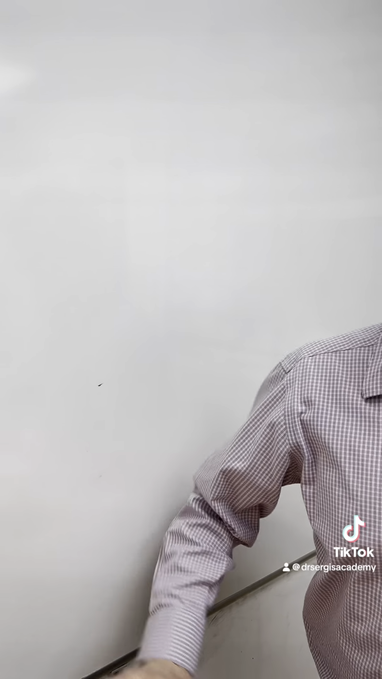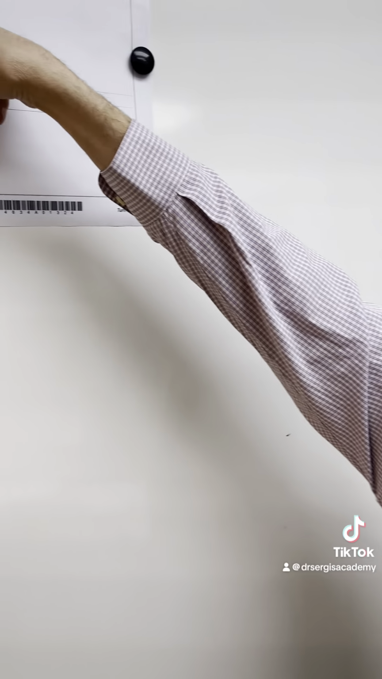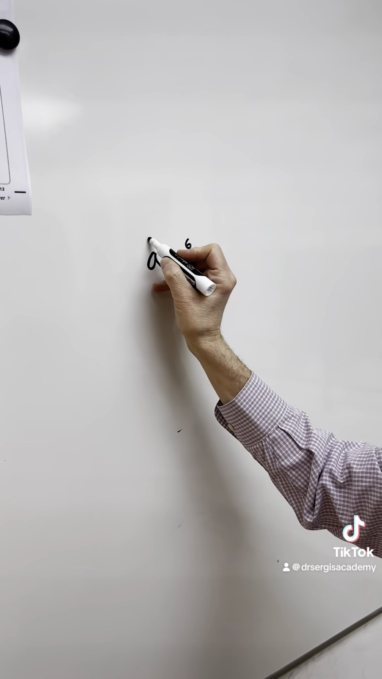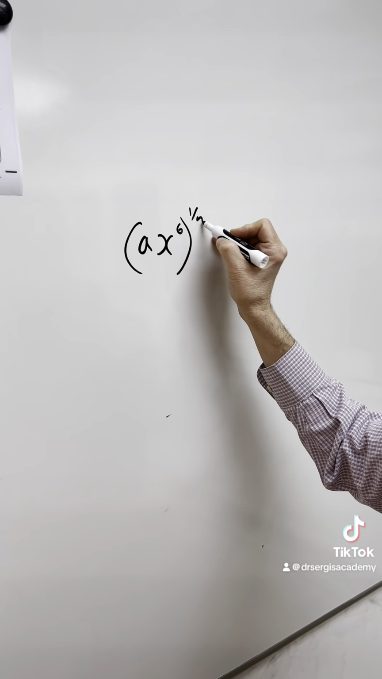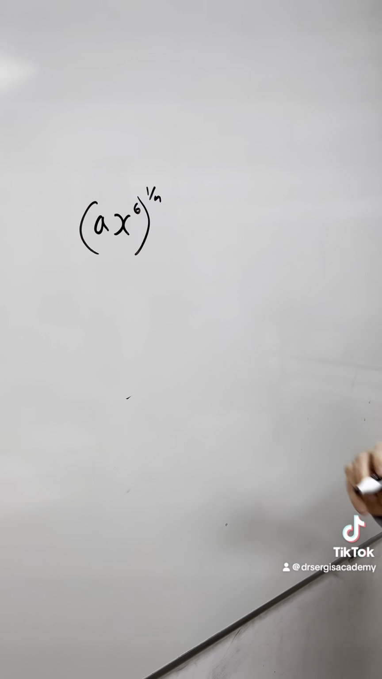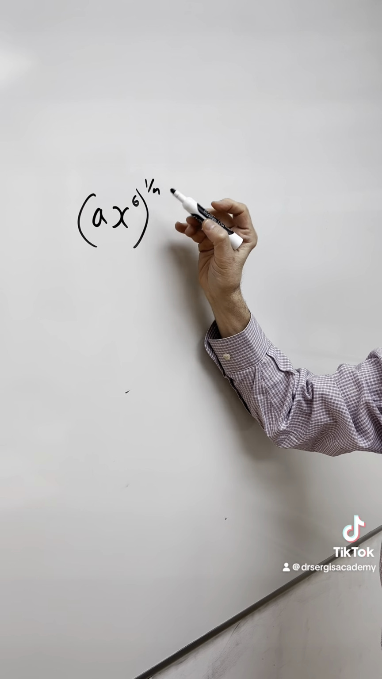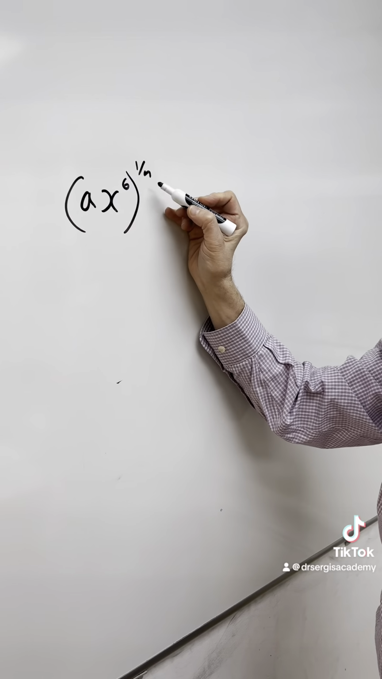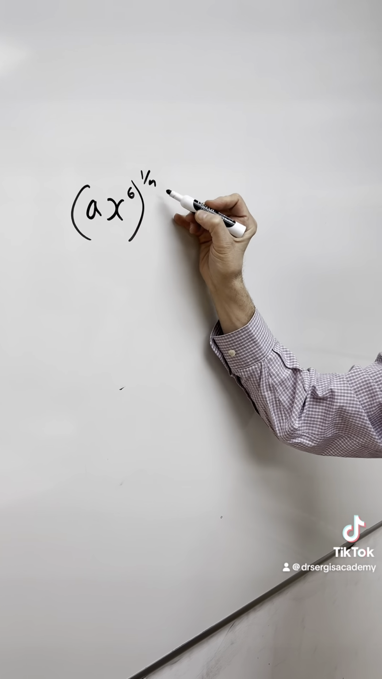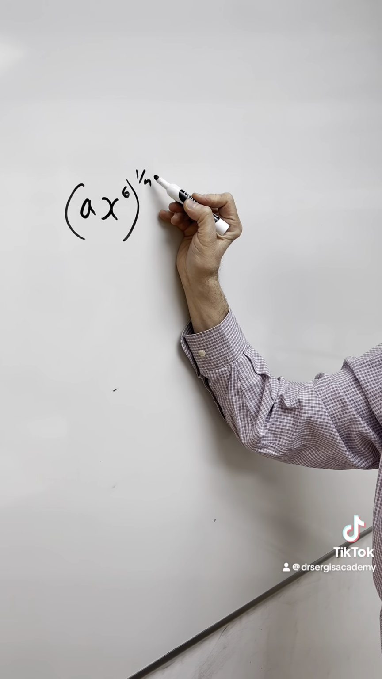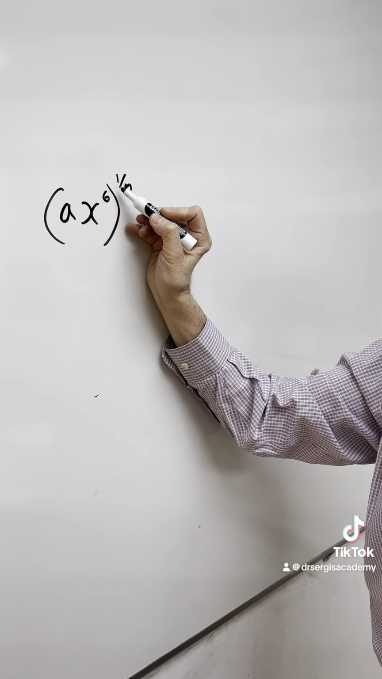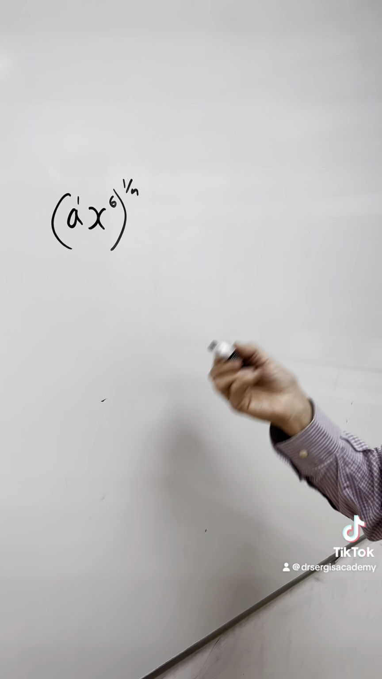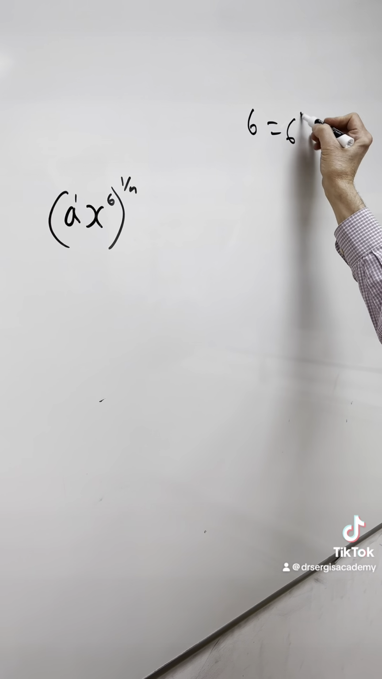So if we remember that, then we can relate that to the question. A times x to the power of 6, all raised to the power of 1 over n. Now, when you've got brackets and a fractional index, or indeed any index outside the bracket, you multiply the index outside the bracket by every index of every base inside the bracket. So a means a to the power of 1. Any number can be raised to the power of 1, like 6 is the same as 6 to the power of 1, for example.